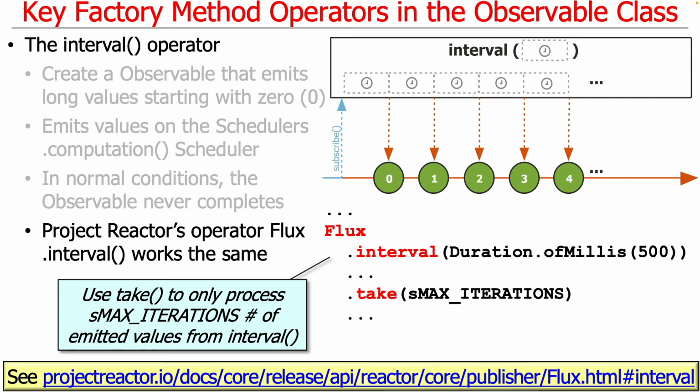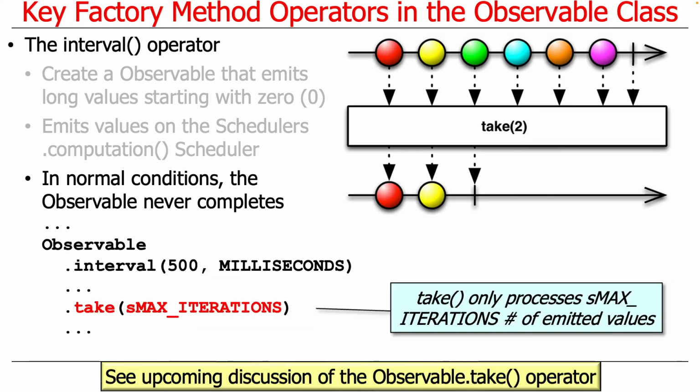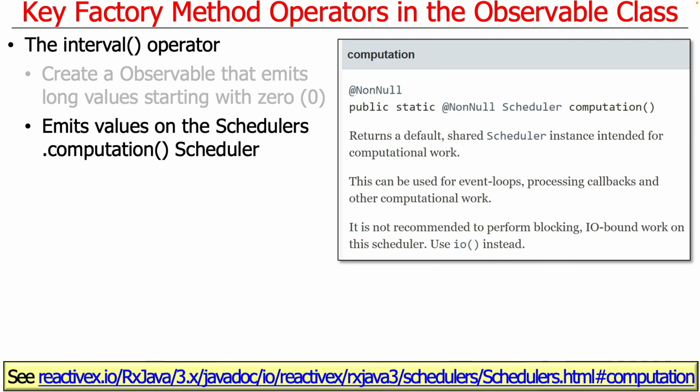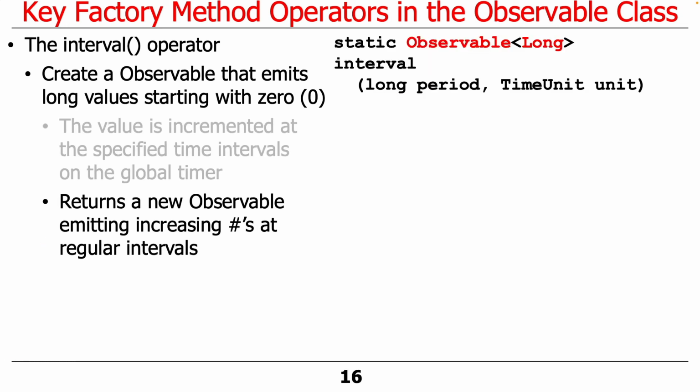Project Reactor has an interval operator on its flux class that works exactly the same. And once again, we're using take to process S max iterations of values emitted every half a second. This is the way you do it in Project Reactor. It's a little bit further down the line, so it uses the duration class, I think, that came in Java 8 and beyond, whereas the interval stuff uses this approach with a time period and a time unit.